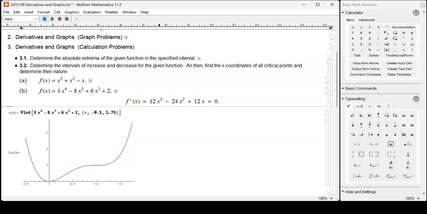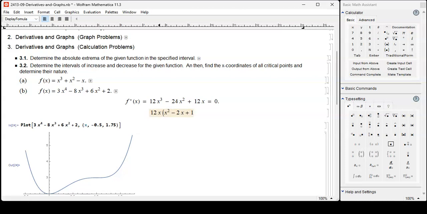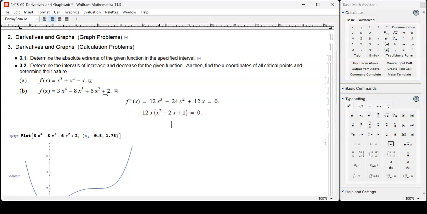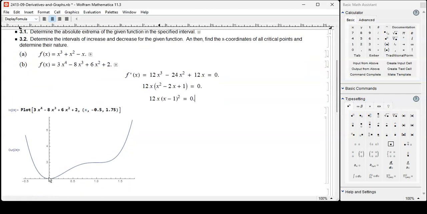I can factor 12x out. And then what's left is x squared minus 2x plus 1 equals 0. And I can factor further: 12x times (x minus 1) squared equals 0. So x equals 0 right here. x equals positive 1 right here.